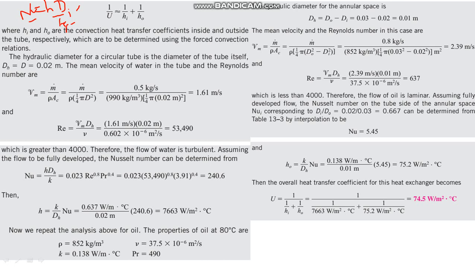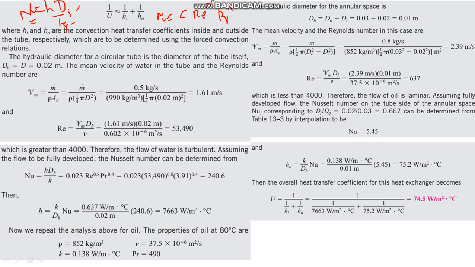Only if I know the Nusselt number can I find h. Well, how can I find the Nusselt number? The Nusselt number is related to some constant, the Reynolds number to the power m, into the Prandtl number to the power n. This is the general formula for forced convection.